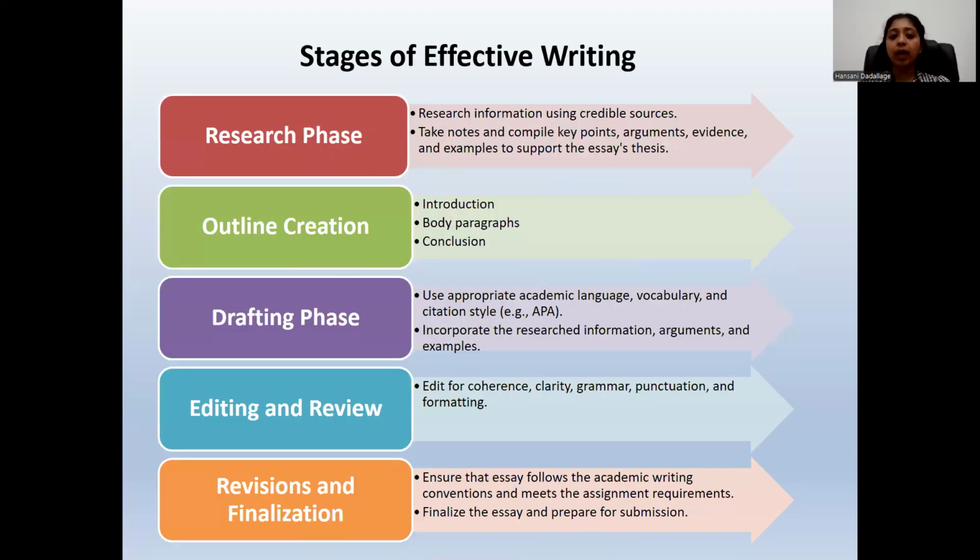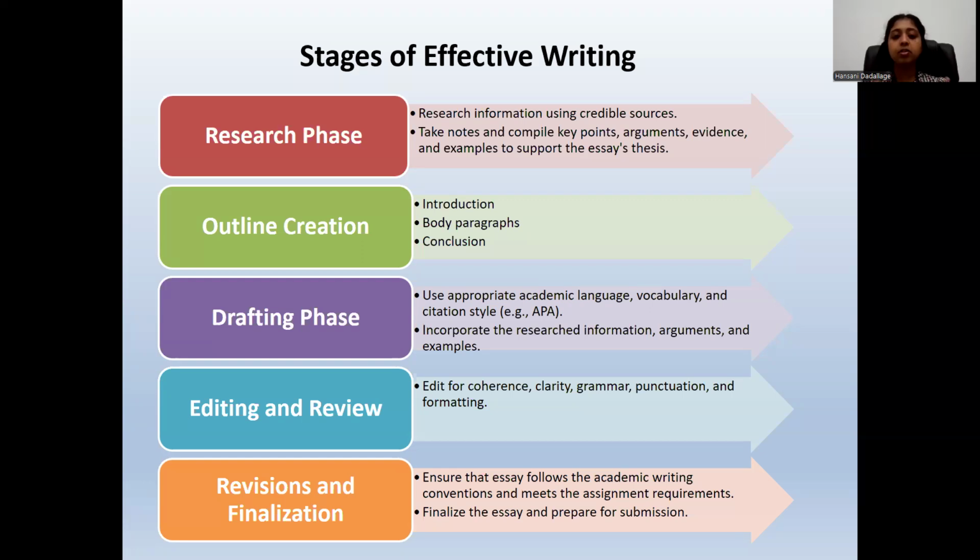Now we are going to look at stages of effective writing. Because you are doing your academic essay, you should know the stages of effective writing that you should follow to write an effective essay. It starts with the research phase. The first stage is to research information using credible sources. As you know, you have to use credible sources for your essay, and you can research information through this phase. Then you can create the outline, or outline creation.